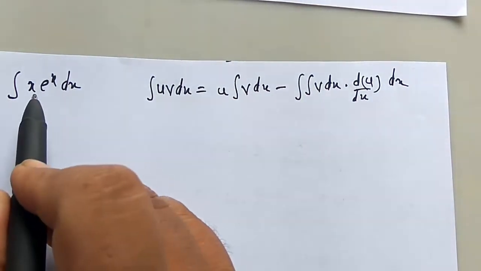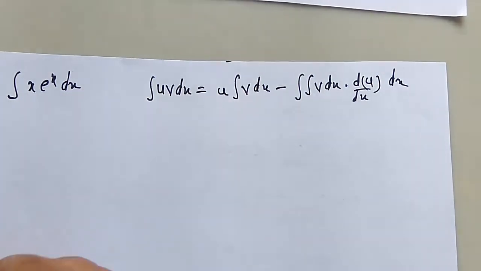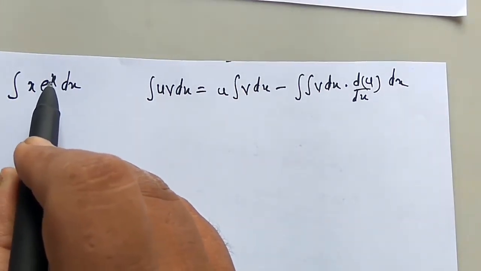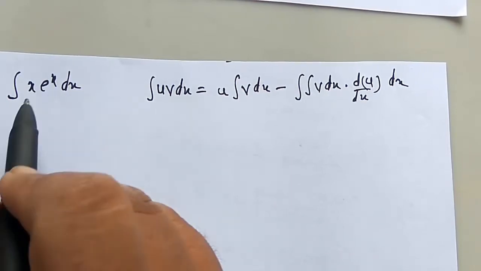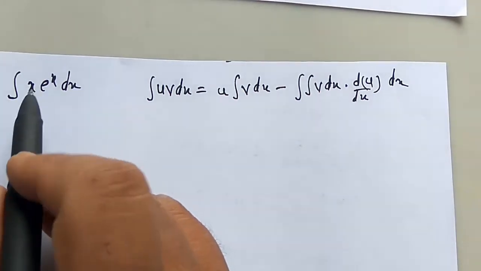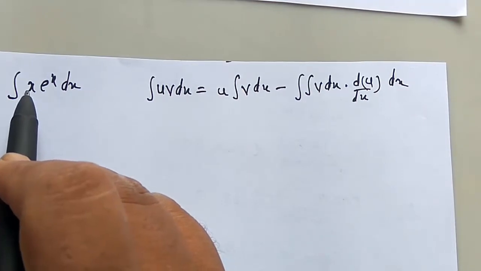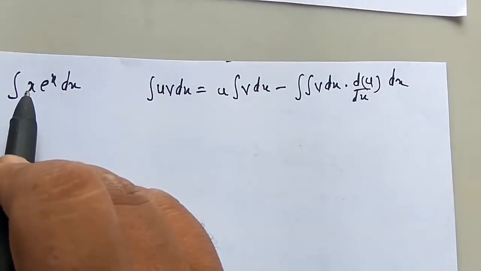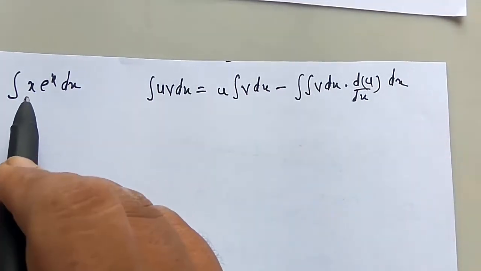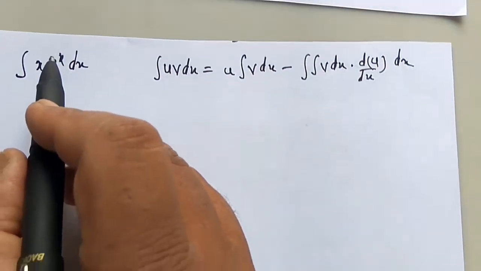Now the choice of the first and second function is very important. We know that integration of e raised to x is e raised to x and integration of x is equal to x square upon 2. But if you take the derivative of e raised to x, it is e raised to x, and the derivative of x is 1. So the derivative of x is vanishing. So we take x as the first function and e raised to x as the second function.